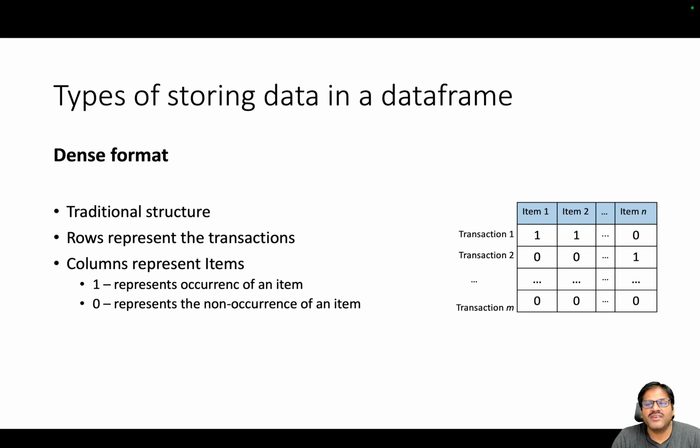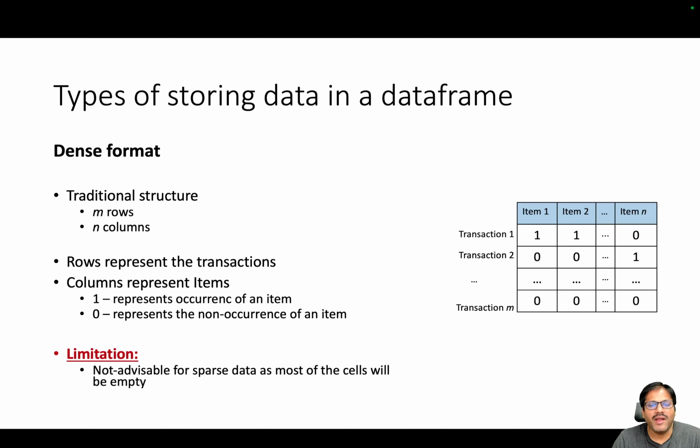Dense format is a traditional structure. Most real world applications store their data in a dense format. In this format, rows represent transactions and columns represent items or objects. The value 1 in a particular column generally represents the occurrence of an item. Similarly, the value 0 represents the non-occurrence of an item. So this is how we store it.